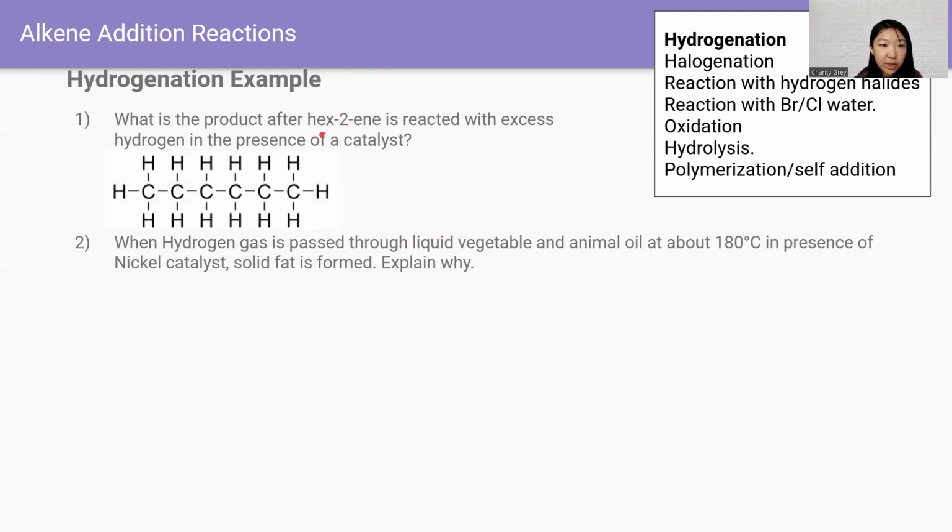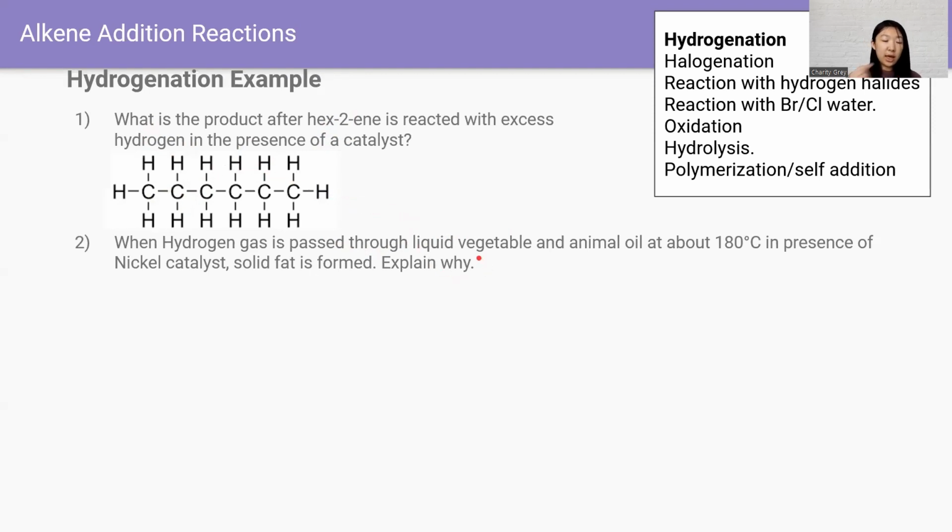Hex-2-ene means that at the second carbon, it would have had a double bond here. But once we remove the double bond, we just add 2 extra hydrogens on the side. It's very simple. It doesn't matter where the double bond is. It's going to look the same afterwards because it's all going to be saturated. There's no difference between adding the 2 hydrogens here or here, because depending on where your double bond is, you just add 2 hydrogens and it will all look the same and you'll have an alkane.